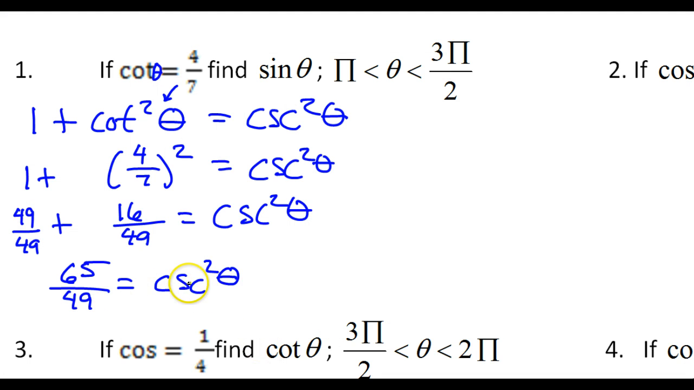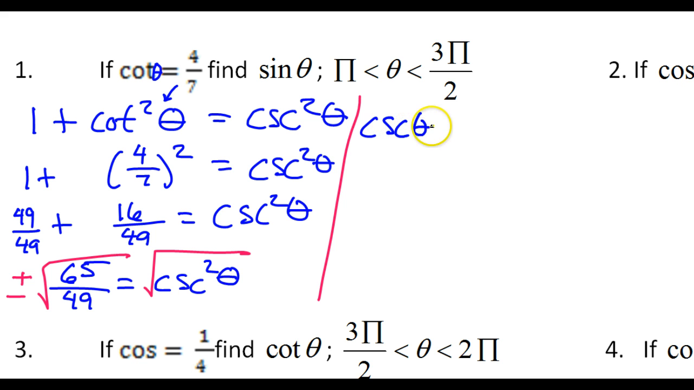So anyway, if I want to get this down to just cosecant, then I'm going to take the square root of both sides, understanding that the solution could be positive or negative. So that's going to give me that cosecant theta is equal to plus or minus radical 65 over 7. I'm taking the square root of both. Radical 65 is just radical 65, but the square root of 49 is 7.